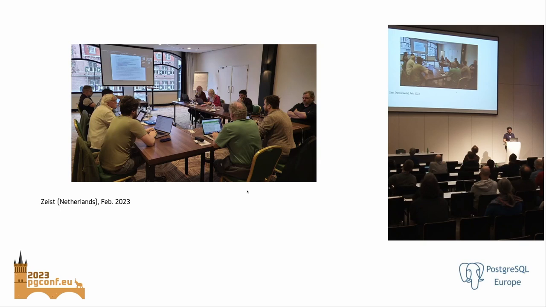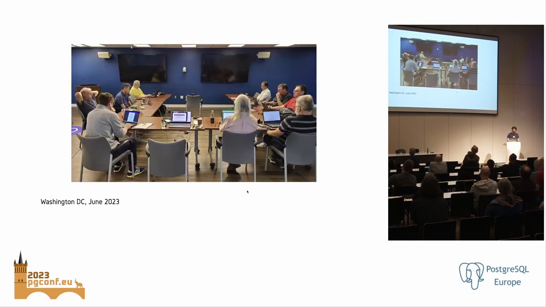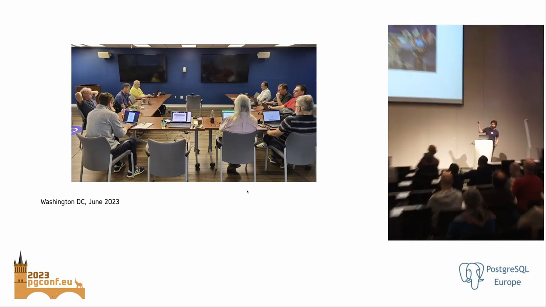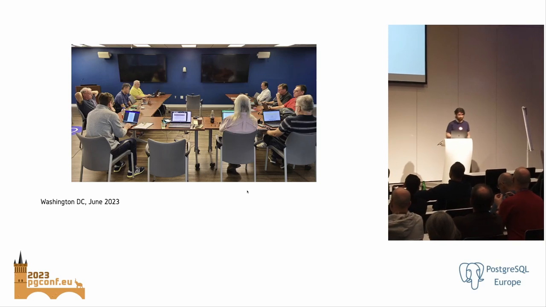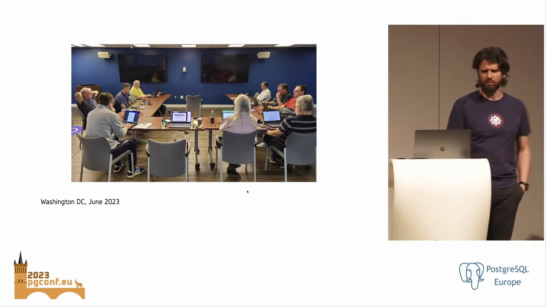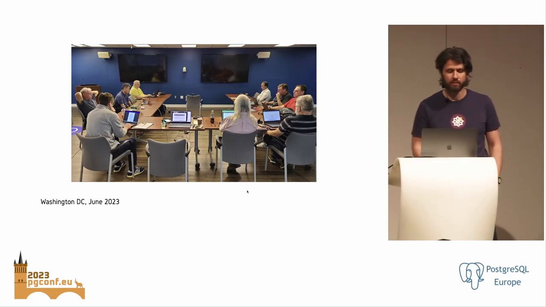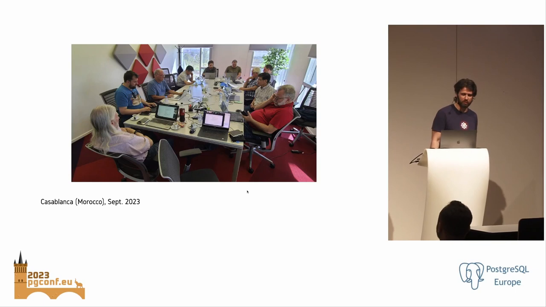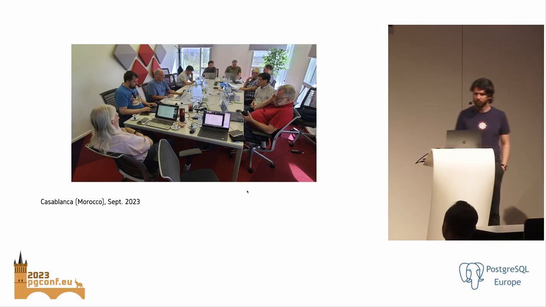And let's see, we'll go one more here. Okay, this was the Washington DC meeting. So you see all the same group of faces. And it's usually 10, 15 people or so, it's not a huge group, right? I read the other day, I think the C++ group is over 100 people, so this is definitely not that big. Right. And this is the most recent in-person meeting, as I mentioned, in Casablanca in Morocco.